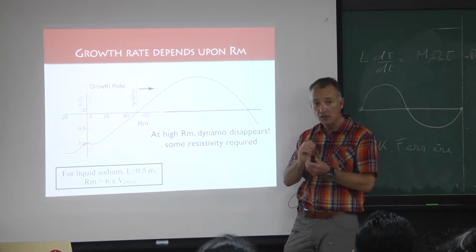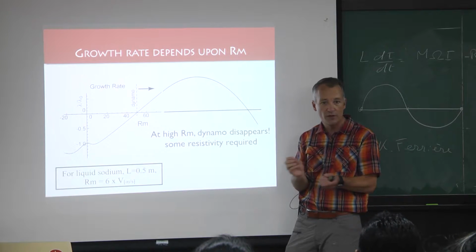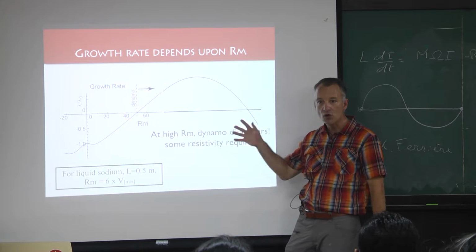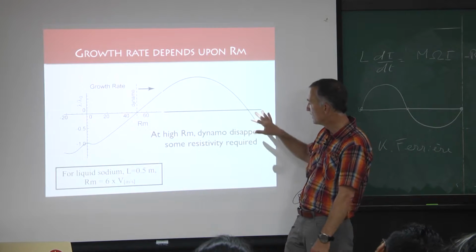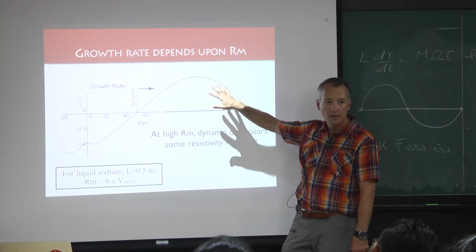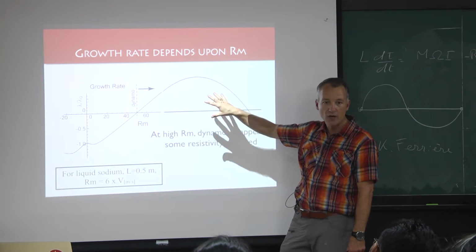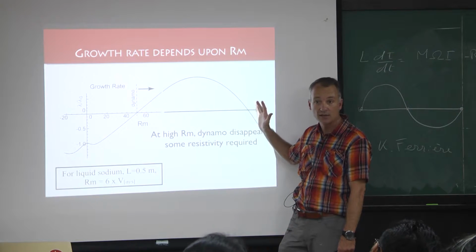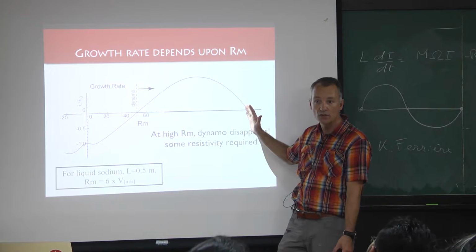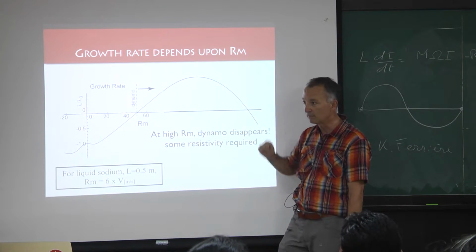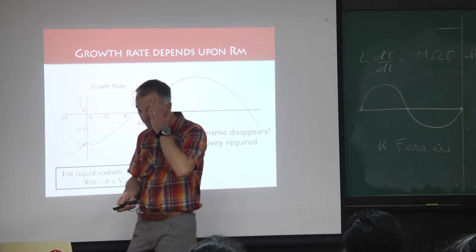If the field is perfectly frozen into the moving fluid and there's no chance for the topology to change, you don't get a dynamo in this case. Okay? This is a characteristic of a type of dynamo that we call a slow dynamo. A slow dynamo is a dynamo that depends upon resistivity. You can't make it too conducting or it goes away. Okay? So that's a lesson.